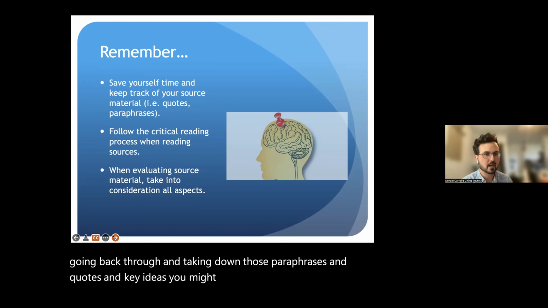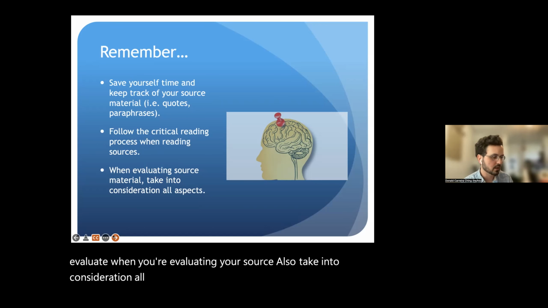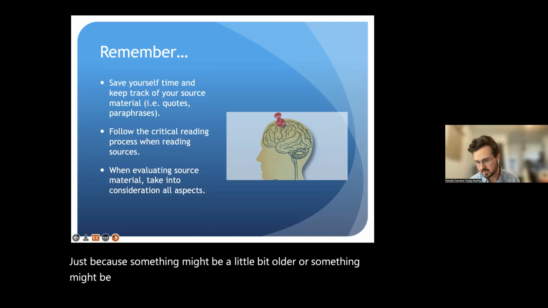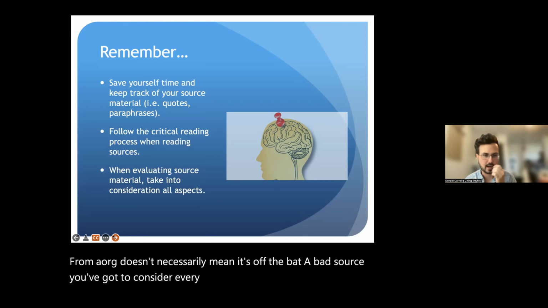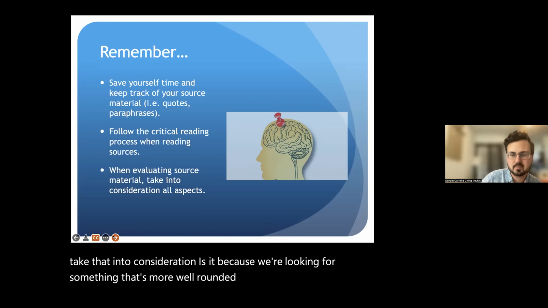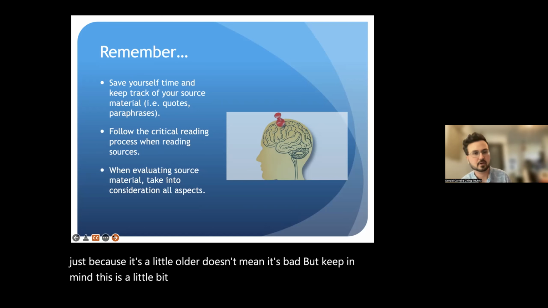And then don't forget to evaluate. When you're evaluating your source, also take into consideration all aspects. So when we're talking about the CRAP test, just because something might be a little bit older or from a .org doesn't necessarily mean it's off the bat a bad source. You've got to consider every single aspect of the CRAP test, because we're looking for something that's more well-rounded in that particular respect. So just because it's a little older doesn't mean it's bad. But keep in mind, this is a little bit older, right? Have that in the back of your head as you go forward.